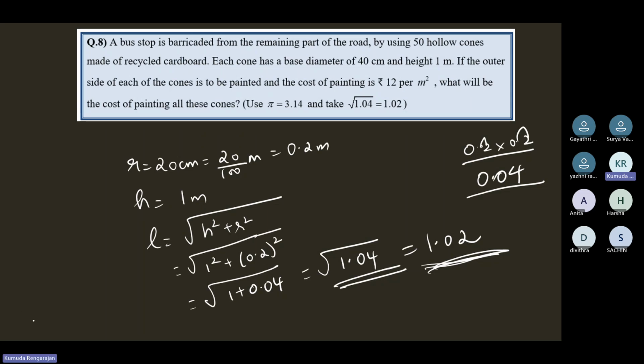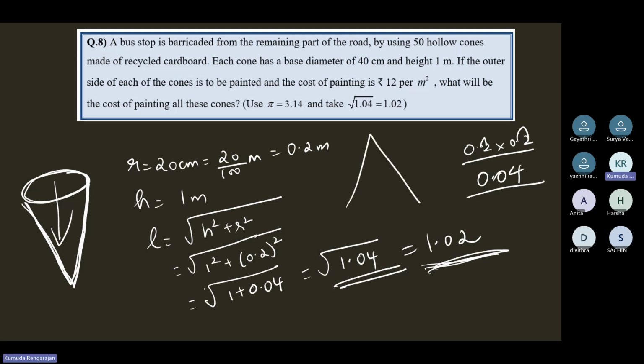Now you need to find what is painted. The curved surface is painted. How do we know curved surface? Because the bottom is not covered with that recycled paper. It's given hollow cone. Hollow cone meaning the cardboard is used only to make the curved surface. The circular portion of the cone is not covered with cardboard. It's open. So we have to find only the curved surface of the cone.